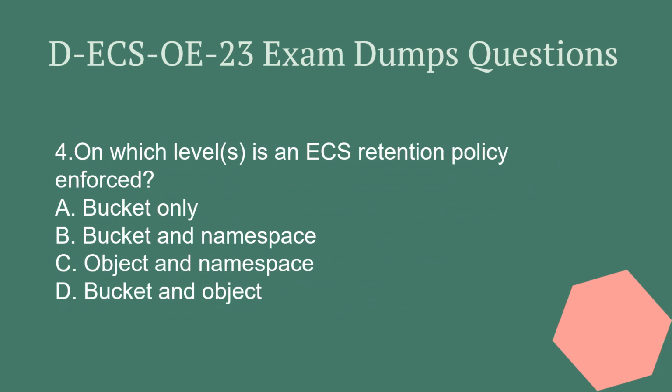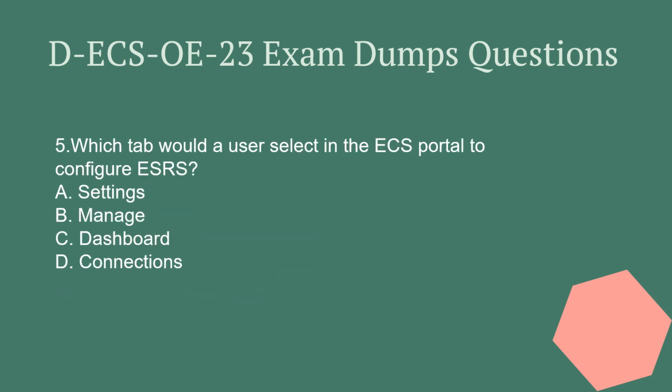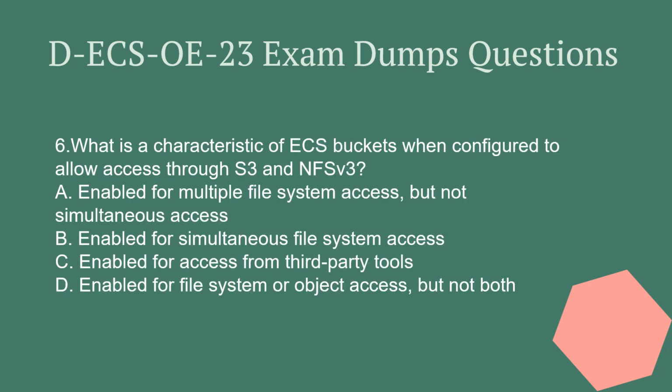4. On which levels is an ECS retention policy enforced? A. Bucket only. B. Bucket and namespace. C. Object and namespace. D. Bucket and object. 5. Which tab would a user select in the ECS portal to configure ESRS? A. Settings. B. Manage. C. Dashboard. D. Connections.